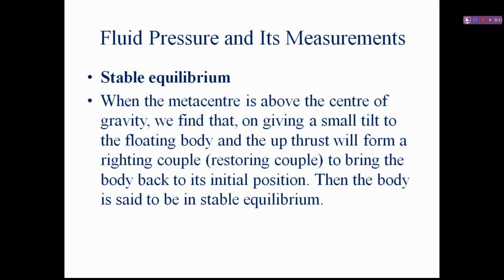Now, equilibrium can be classified into three: stable equilibrium, unstable equilibrium, and neutral equilibrium. First one is stable equilibrium. When the metacenter is above the center of gravity, that means M is above G, we find that on giving a small tilt to the floating body, the upthrust will form a righting couple. The upthrust means the buoyant force, the force trying to restore the body back to its normal position, forming a righting couple.